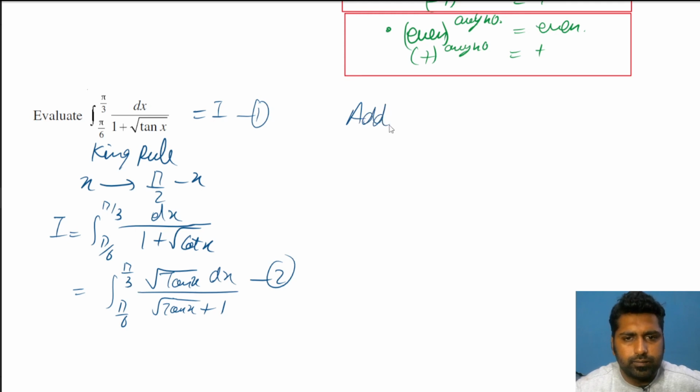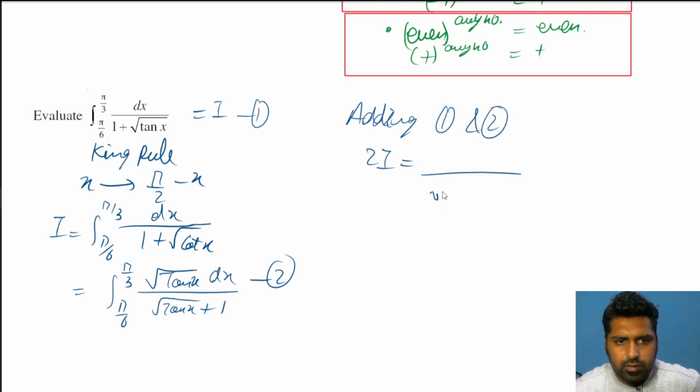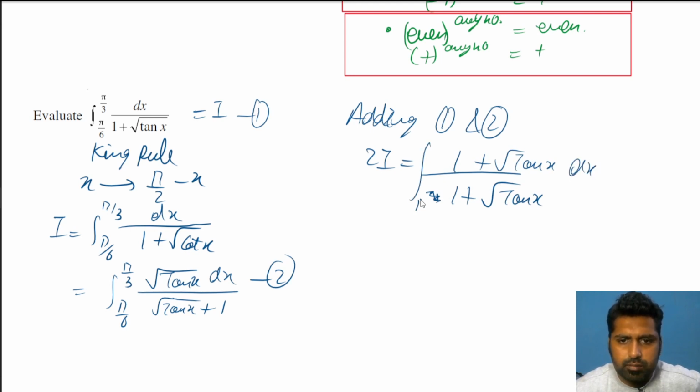Now add 1 and 2. What I have done here is written cot x as 1 by root tan x and then taken the LCM. So add them. 2I is equal to, denominators are the same, 1 plus root tan x, and the numerator becomes 1 plus root tan x. So same thing again, dx, integration from pi by 6 to pi by 3.